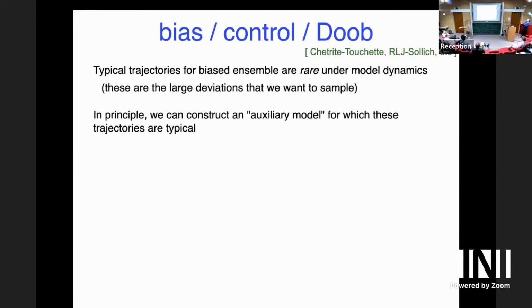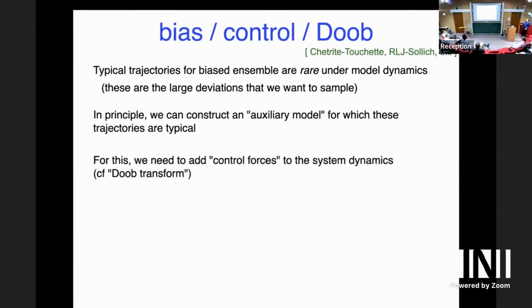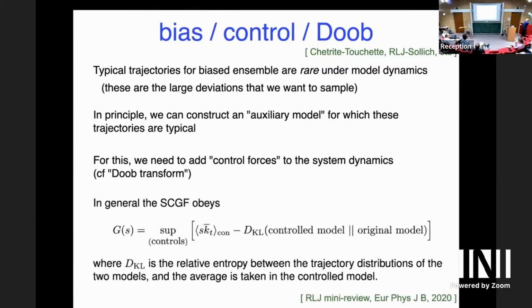So in principle, we can build this auxiliary model for which the rare events of interest become typical. And the way we do this is we add control forces to the system's dynamics. If you think of my original example, I want to have a trajectory with large clustering around my tag particle. Well, the control force is just going to pull the other particles towards it in order to increase its local clustering. But there's still an interesting question: should that force be weak and long range or strong and short range? What kind of thing should you be doing? That's the thing. And this is called the Doob transform in some contexts.